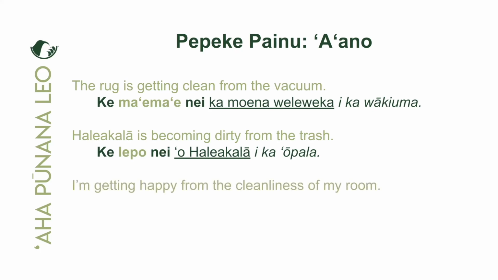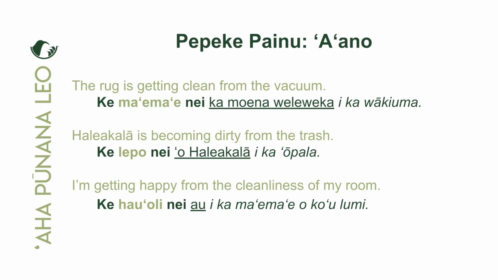The last example here is: I'm becoming happy from the cleanliness of my room. The way we say that in ʻŌlelo Hawaiʻi is ke hauʻoli nei au. Hauʻoli means happy. Why? What is the reason? I ka maʻemaʻe o koʻu lumi. I ka maʻemaʻe, the cleanliness of what? Of koʻu lumi, my room. Ke hauʻoli nei au i ka maʻemaʻe o koʻu lumi.